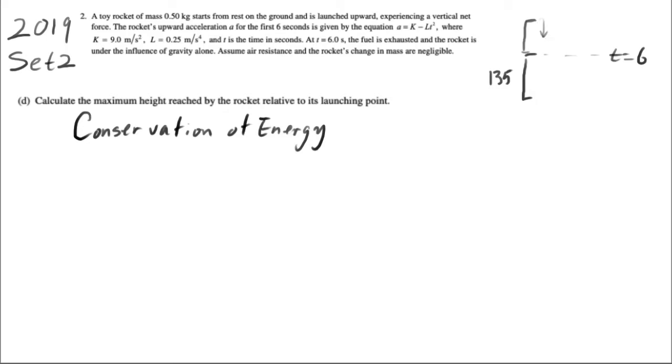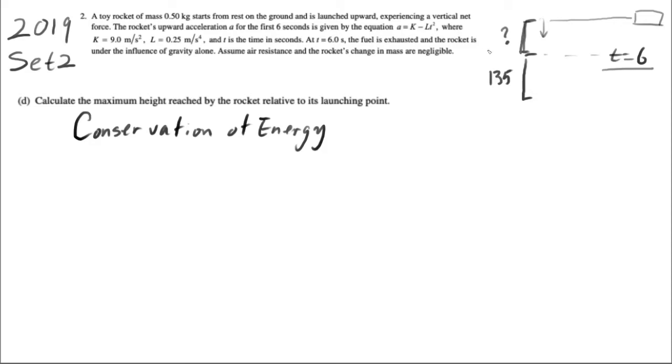So looking back at the question, we need to find the maximum height the rocket reaches. So we need to find this distance plus 135. We're going to make our initial point when t equals 6, and our final point wherever this maximum height is. But then the question comes: where do we want to indicate as our quote-unquote ground level? So there's two ways to solve this problem.